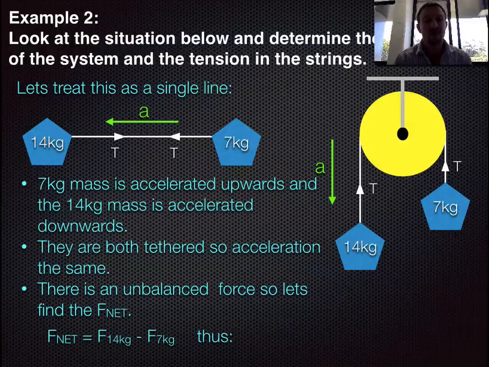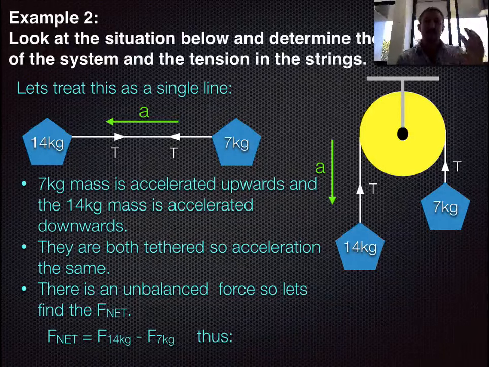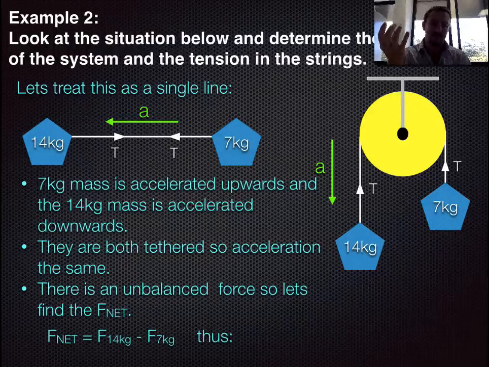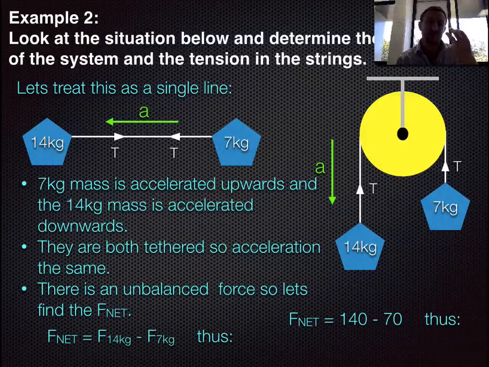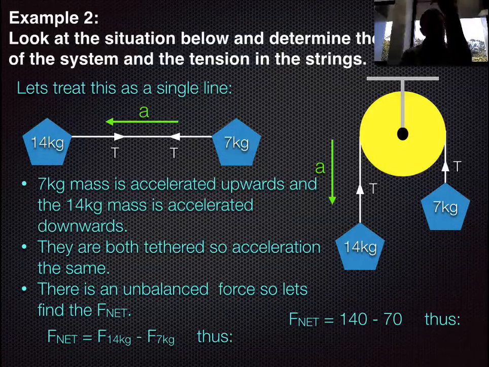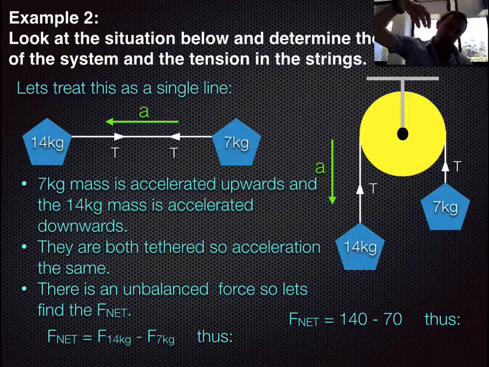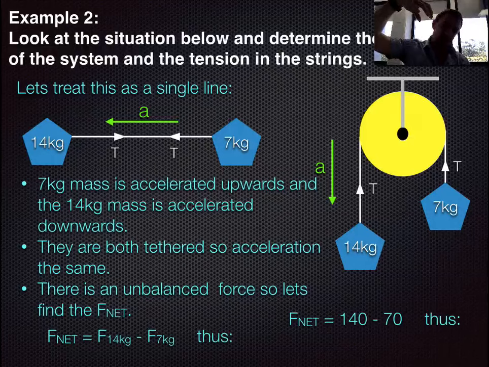Now we know that the net force will be made up of the 14 kilogram force acting downwards, pulling down, but the 7 kilogram force acting upwards. And because it's going in the opposite direction, we've got to take them away. So I get 140 newtons acting downwards and 70 newtons acting upwards. Because the force is pulling downwards, the other one is pulling it upwards on the tension of the string. So because they're going in opposite directions, I've got to take them away.